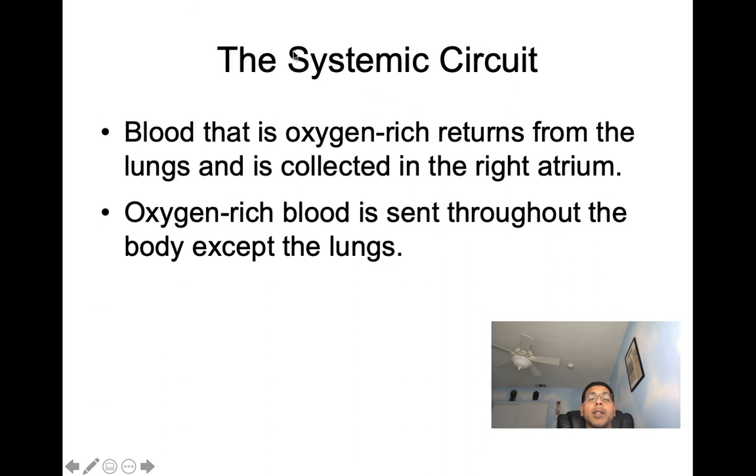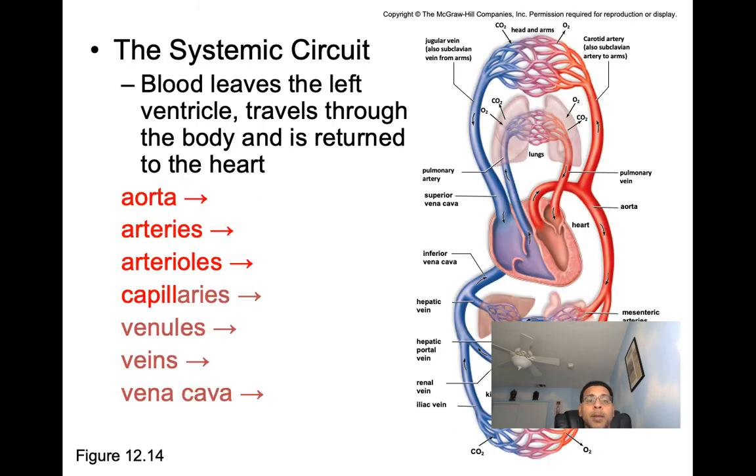Next then we have our systemic circuit. The systemic circuit we'll see is made up of blood that is oxygen rich, and it returns from the lungs and gets collected in the left atrium. Oxygen-rich blood then gets sent throughout the body except to the lungs. So here we can see the systemic circuit. Blood is going to leave the left ventricle, travel through the body, and get returned then to the heart. Here it goes to the aorta, into the arteries, then the arterioles, then the capillaries, venules, veins, and then back to the vena cava.